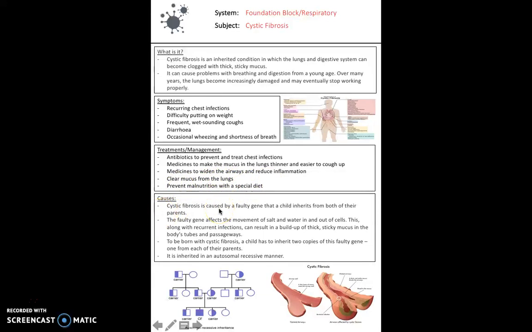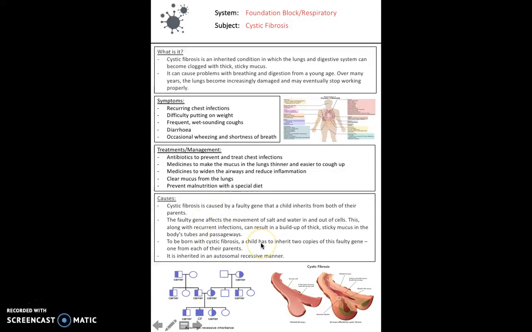Cystic fibrosis is caused by a faulty gene that a child inherits from both of their parents, so therefore it's an autosomal recessive condition, and it happens when a carrier parent meets another carrier parent. As you can see here, 2 carriers in this pedigree tree are meeting, and when they reproduce, one of the offspring here has suffered from cystic fibrosis. There are 2 carriers and 1 unaffected child.